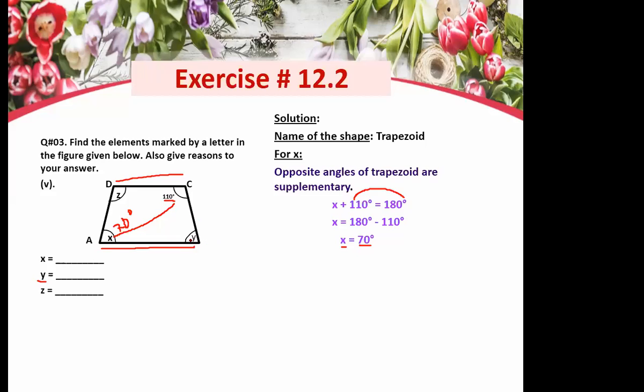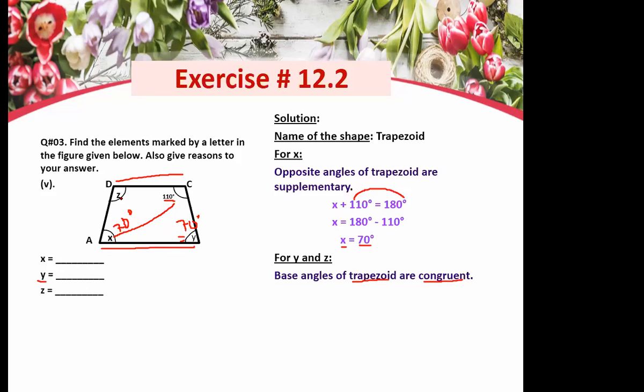Okay, so the base angles of a trapezoid are congruent. For y and z, you will write it down here: base angles of a trapezoid are congruent. Now, this is y, so the base angle will be this x, z, and this one. If the measure of x is 70 degrees, then your y will also equal 70 degrees.